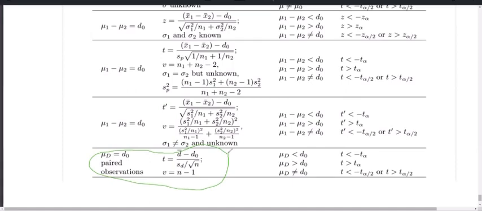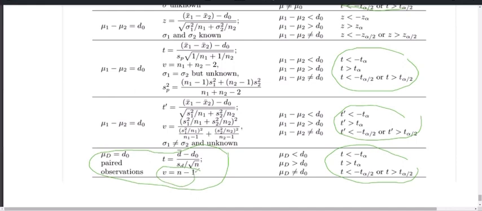Don't forget the degrees of freedom is always going to be n minus 1 for this test. So this is the formula. Take a look at this. If you take a look at the other ones here too, they are all the same. The only difference between them is the degrees of freedom. The degrees of freedom here is n minus 1. The degrees of freedom here is this one here.